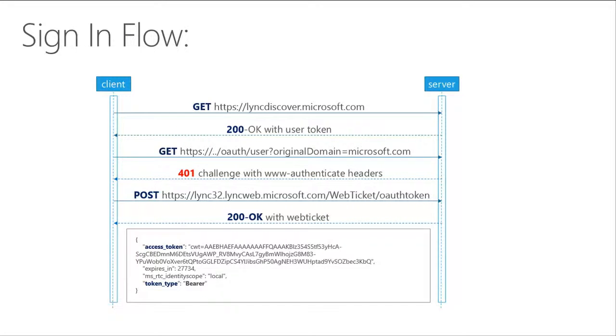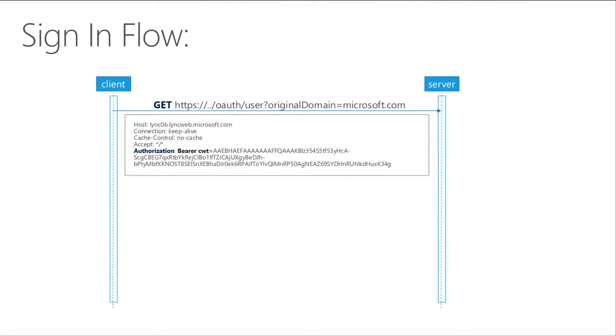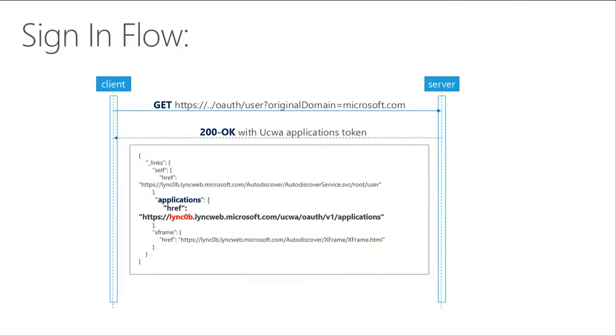Now you remember the original request which gave you the 401 challenge, right? The AutoDiscover request. So you go back to the URL and you stuff the header and you do the GET again. Now it's going to succeed, hoping you have the right credentials, and you'll get back the applications URL, which is your gateway to UCIVA. So a point to note is that till this point of time, you haven't hit UCIVA. This is all the steps you have to do just to get the UCIVA URL.